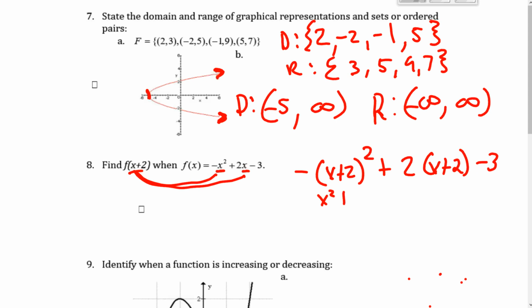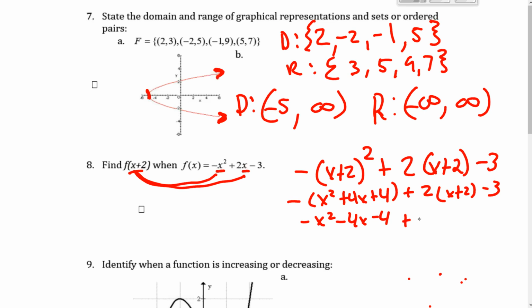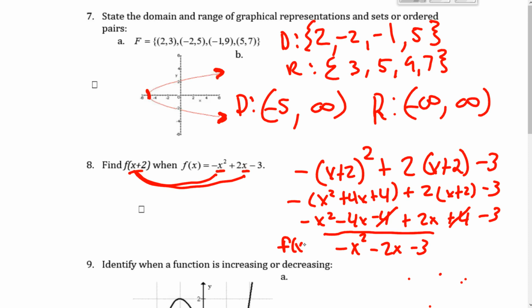So this is x squared plus 4x plus 4. Don't try to shortcut. Then I can distribute that negative, so that's negative x squared minus 4x minus 4. I can distribute this 2 as well, so that's 2x plus 4 minus 3. Now we can combine like terms here. These 4's will cancel, the x's will simplify, so we get negative x squared minus 2x minus 3. There's my answer. That is f of x plus 2.